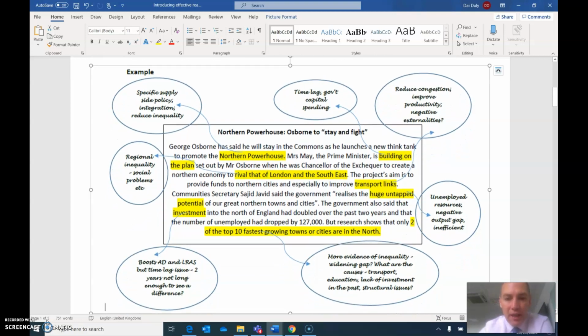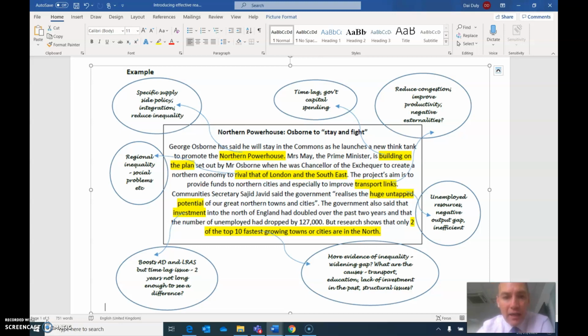So if you take this little article, and most of it you won't understand, the headline is Northern Powerhouse: Osborne to stay and fight. This was George Osborne, one of the previous Chancellors of the Exchequer, and he was going to promote this northern powerhouse. The southeast has traditionally been significantly richer than the north of the country, northern England, and there's always been this north-south divide. So what he's talking about here is creating this northern powerhouse economy to rival that of London and the southeast.